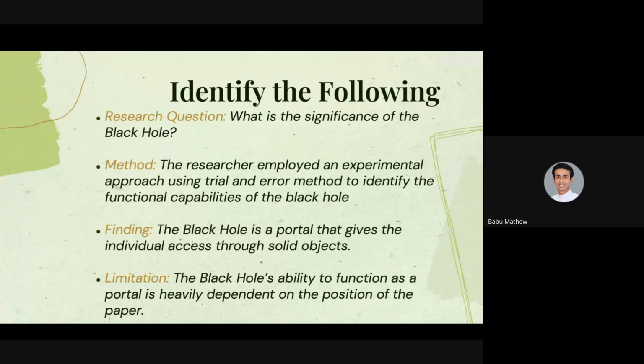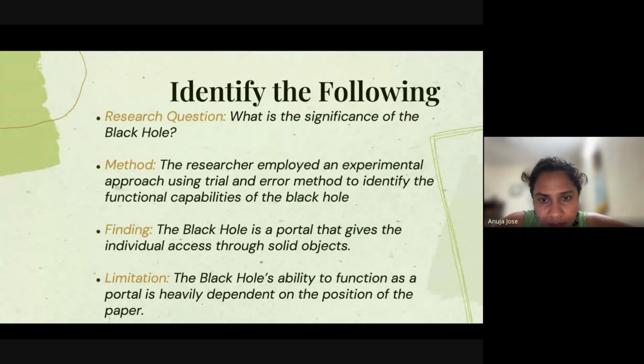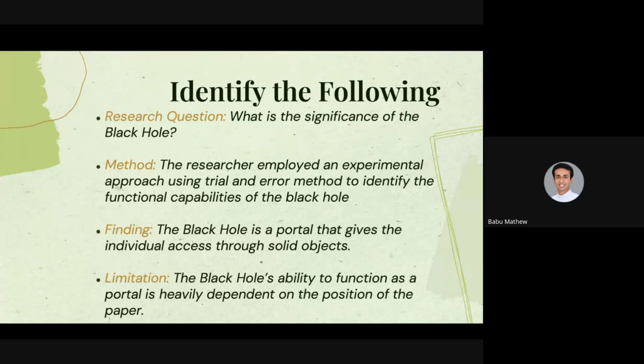Ma'am, yeah. This research explores the prospects of the black hole by using the trial and error experimental approach. Black hole can give access through solid objects is the finding, but the presence of paper is essential for access. You missed the method part. Actually, I said by using the trial and error experimental method.